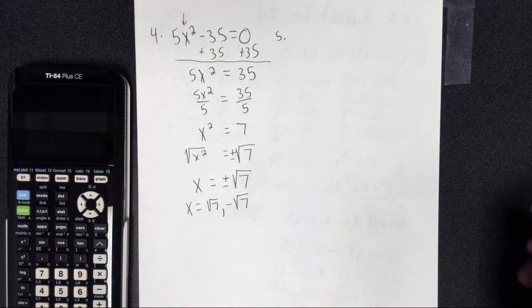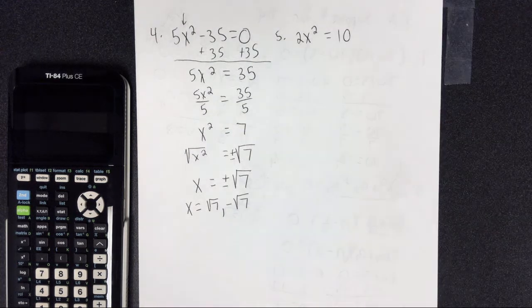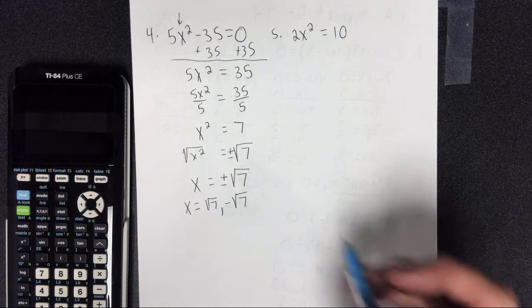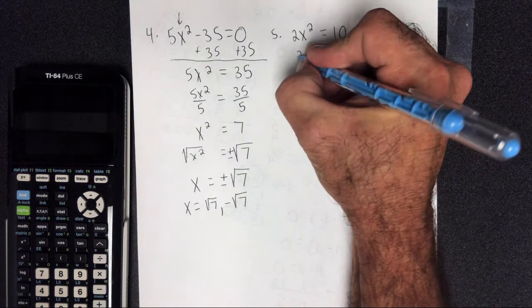Alright, 5 is the same thing. 2x squared equals 10. So remember, I want to get this x squared by itself with a 1 in front of it. So the first thing I would do is divide them both by the 2.